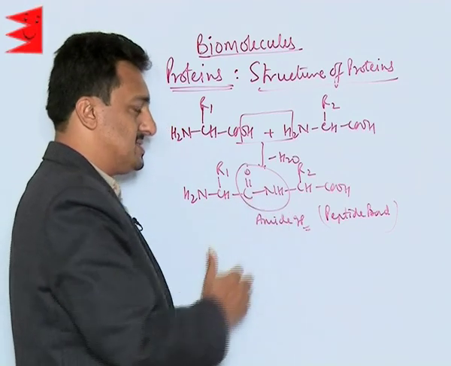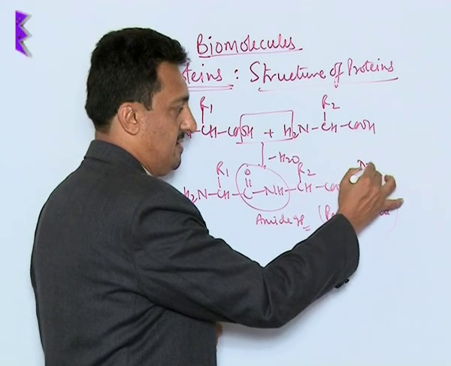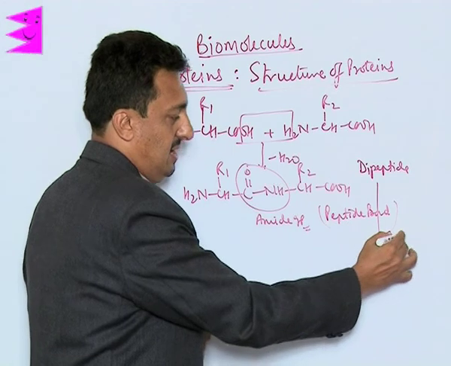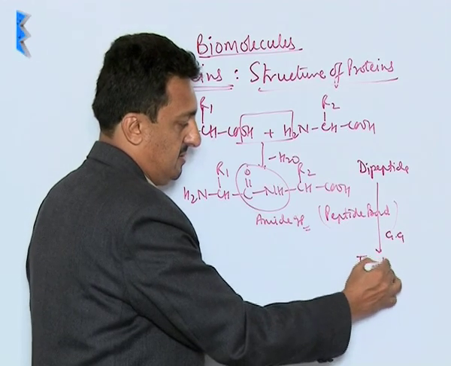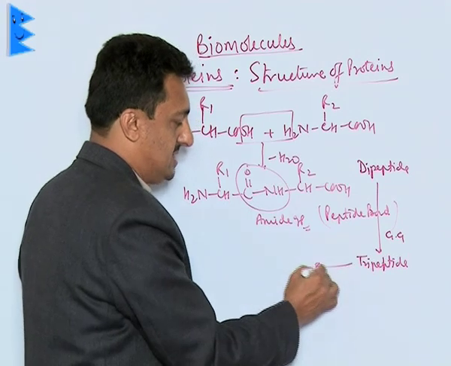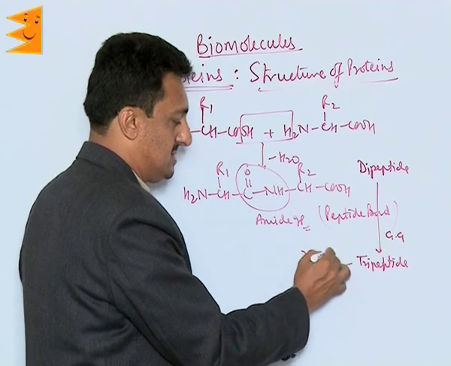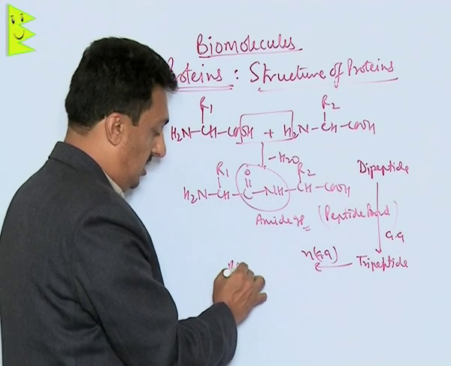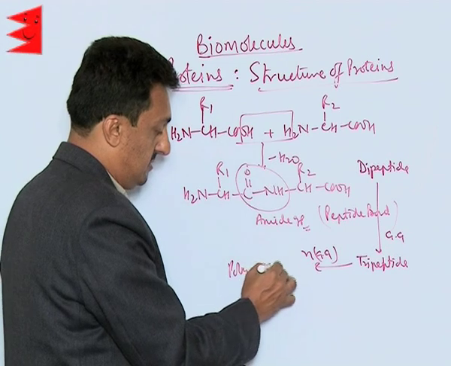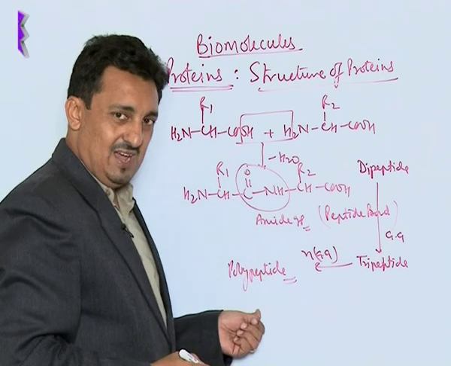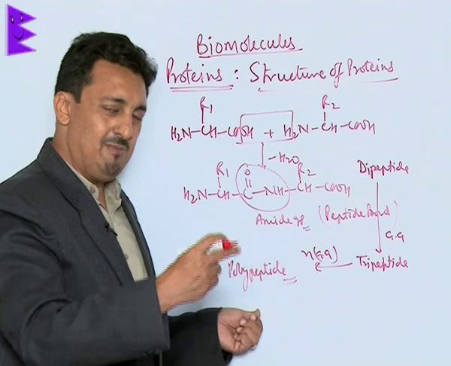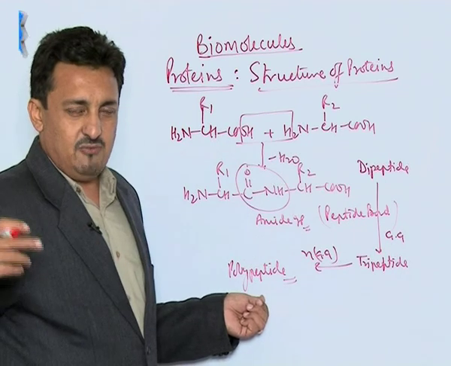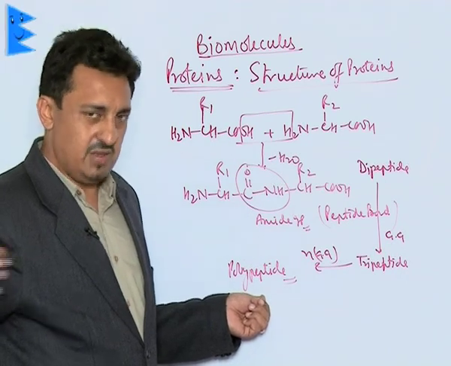Now when two amino acids combine with each other, it's called a dipeptide. When it combines with one more amino acid, it forms a tripeptide. And like this, it can combine with many amino acids. AA denotes amino acids. It forms a long chain which is called a polypeptide. So what is a polypeptide? A polypeptide is a linear polymeric chain of amino acids which contains one amino acid after the other and so on. So a long chain is formed.